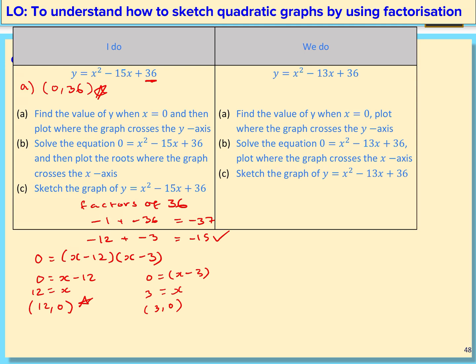So with our 3 coordinates, we can do a nice sketch. I'm going to do a sketch over here. So our first one is 36. Next one is 3, and next one is 12. We know that this is going to be U-shaped, because the x squared does not have a negative numerical coefficient. There's not a negative number attached to the x squared. So it's going to be a lovely U-shape, and it looks like this. Make sure to pause the video, have a go, and try the next question by yourself.